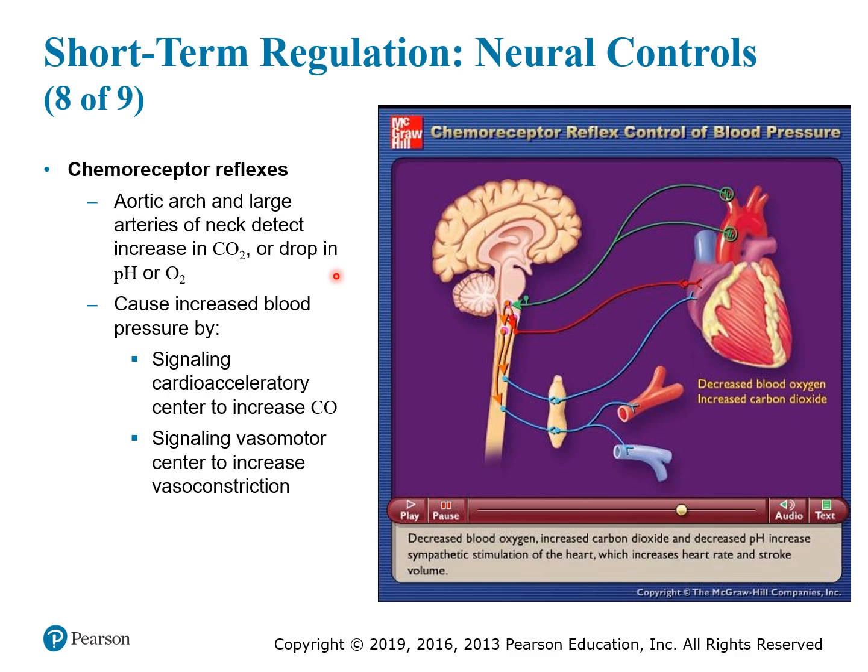They also have the ability to detect a decrease in the oxygen in the blood. And what do they do? They send signals to the cardioacceleratory center, and they also send signals to the vasomotor center. As a result of their signaling, the decreased blood oxygen, increased carbon dioxide, and decreased pH increase the sympathetic stimulation of the heart, which increases the heart rate and stroke volume.